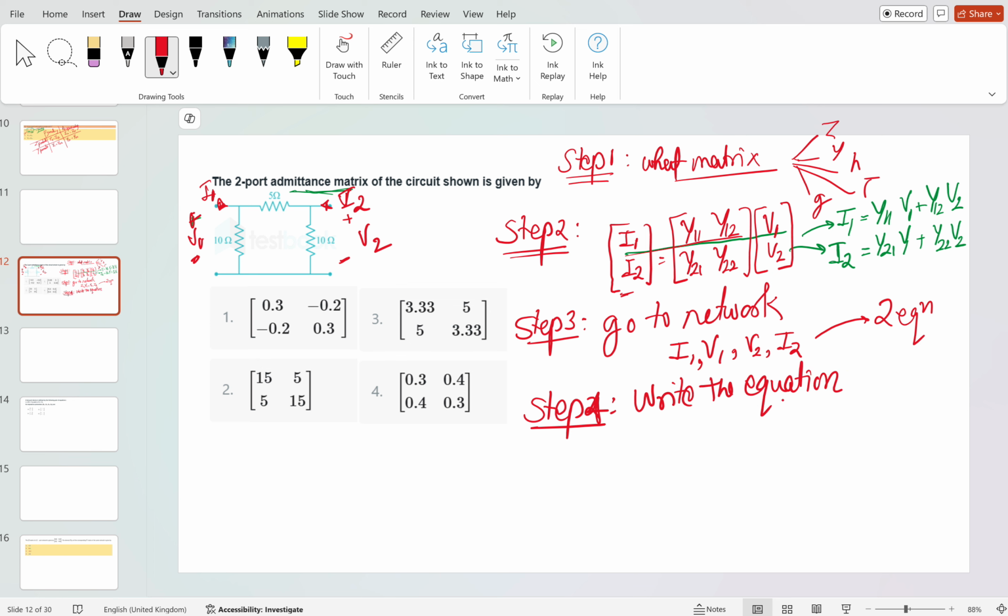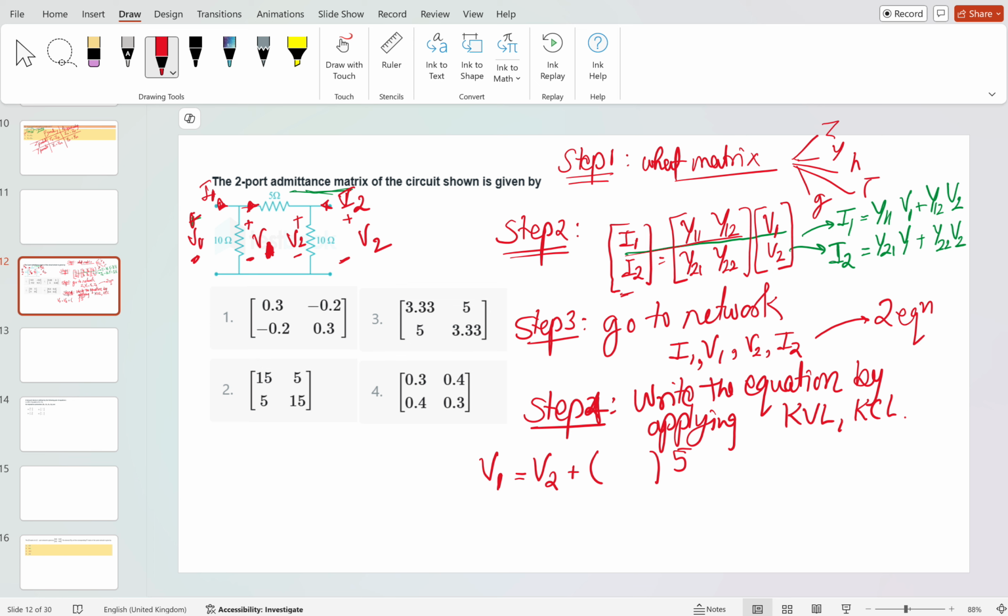Okay, this means applying KVL or KCL. Let's write the first equation. If you see that, you can write V1 is equal to the current which is flowing here times 5, because V1 will appear across here. Suppose this is V1, this is V2. So V1 is equal to V2 plus the current which is flowing through the 5 ohm resistor.